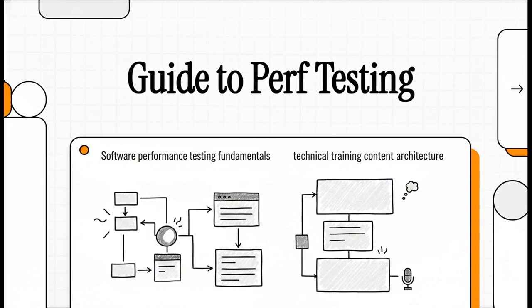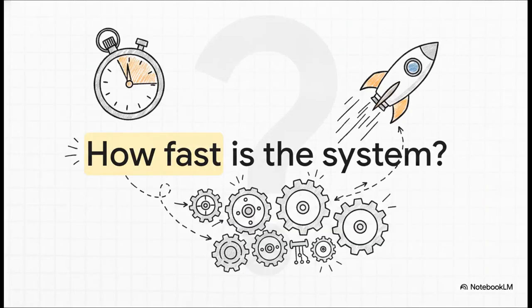So we get to look at the architecture of a software system and the architecture of an explainer script all at the exact same time. And honestly, the whole thing kicks off with one deceivingly simple question. How fast is the system? I mean, this is the fundamental driving question at the core of literally all performance testing. It's the exact prompt our source uses to launch its entire curriculum.